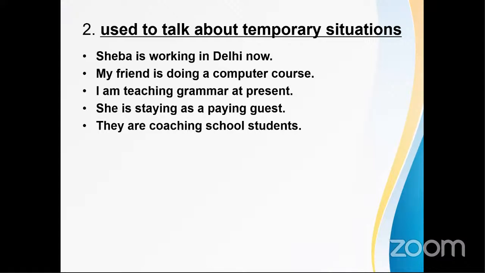For example, look at the sentences over there. Sheba is working in Delhi now. Sheba is working in Delhi right now. That does not mean that she's going to continue working in Delhi. Probably her house is in Calicut. So once she gets a better job in Calicut, she's likely to come back to Calicut. That's a temporary situation. Sheba is working in Delhi now.